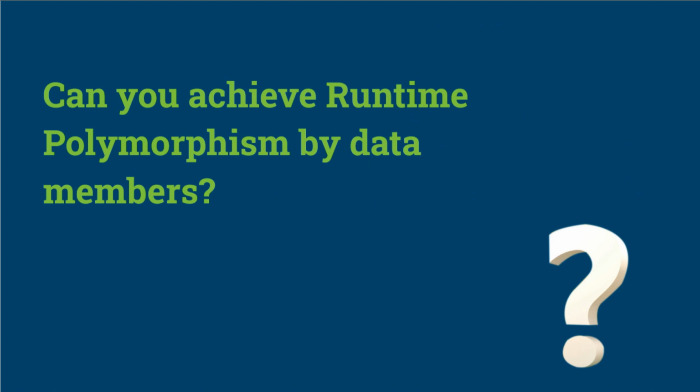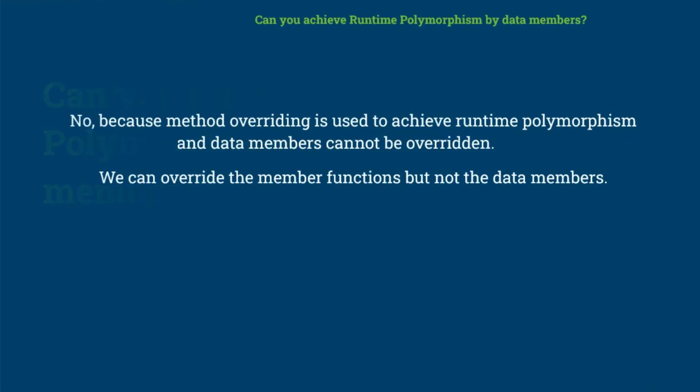Second question, can you achieve runtime polymorphism by data members? No, because method overriding is used to achieve runtime polymorphism and data members cannot be overridden. We can override the member functions but not the data members.